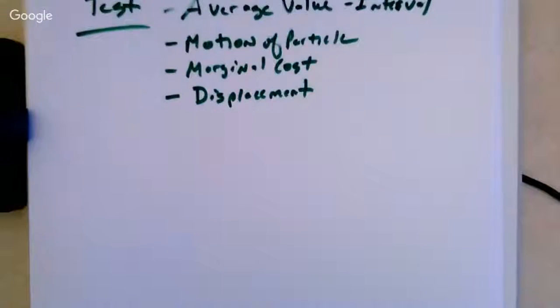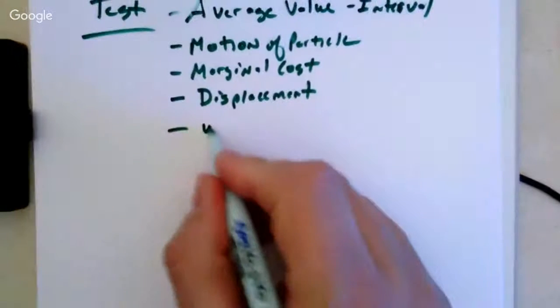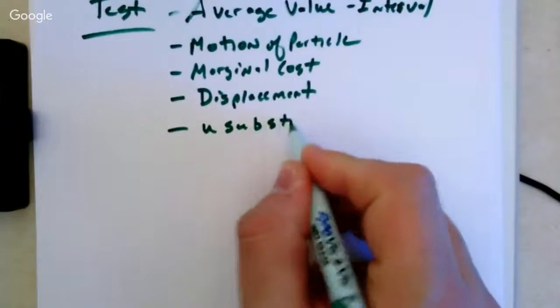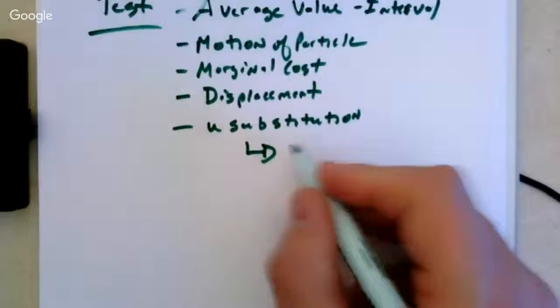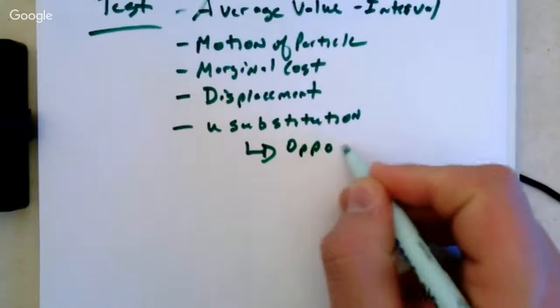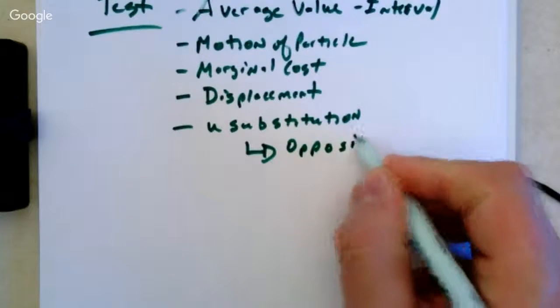So, very true. Okay, don't forget, we talked about u-substitution, which is really the way of saying it's the opposite of the chain rule.